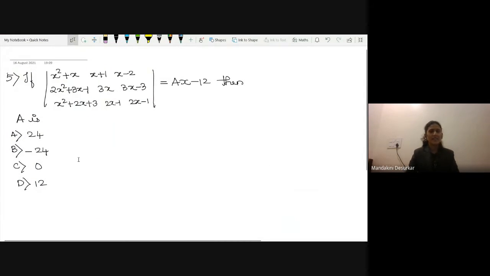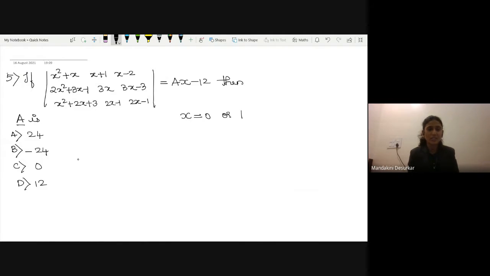Now, here the example is, if the determinant with rows x square plus x plus 1, x minus 2, 2x square plus 3x minus 1; 3x minus 3, x square plus 2x plus 3, 2x minus 1, 2x minus 1. Now, this is the equation given. We need to find the value of a. Again, the same concept. I'm going to say either I have to take the value of x to be 0 or 1. Now, which one should I prefer?